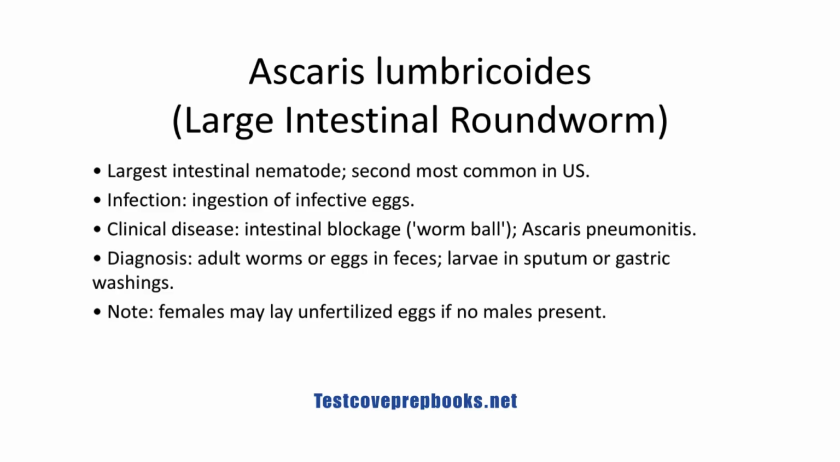These eggs are round with a thick albuminous coating. Though sometimes the coating is lost, leading to decorticated eggs. Larvae may also be found in sputum or gastric washings. If no males are present in the intestine, unfertilized eggs may be passed. A related parasite, Toxocara canis or Toxocara cati, infects dogs and cats. But in humans, larval migration through tissues produces visceral larval migrans, associated with high eosinophil counts.